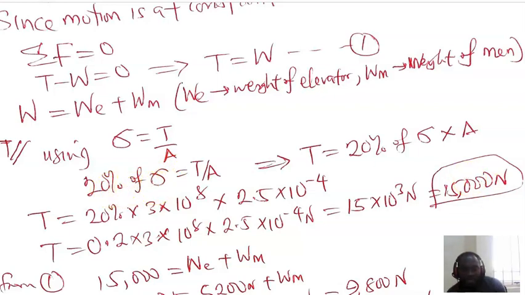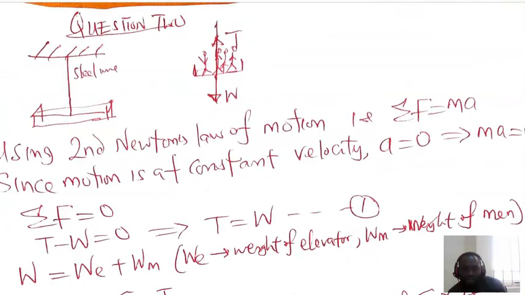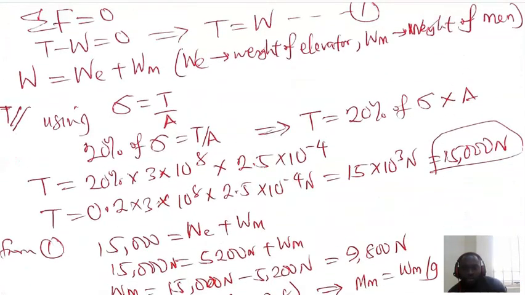Let me quickly go back to the question. The question says, so that the stress does not exceed 20% of the elastic limit. So we are computing for 20% of this stress. So what do we do? 20% of the stress, we are already given the stress is 3 times 10 raised per 8. So 20% of the stress equals the tension over area. So the tension will be 20% of the stress multiplied by area.